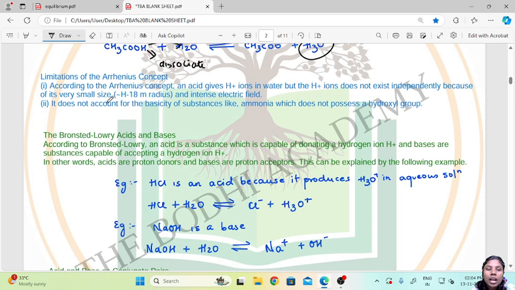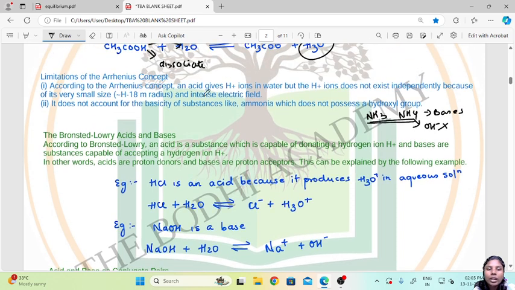Second, it does not account for the basicity of substances like ammonia, which does not possess a hydroxyl group. We have NH3, ammonia, and NH4. If we consider these as bases, do they have an OH group? No, they don't. If we are saying that only bases are the ones which on dissociation give us OH minus, then how come these are also bases? So these were the two major limitations of the Arrhenius concept of acids and bases.